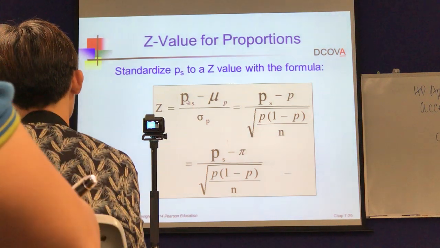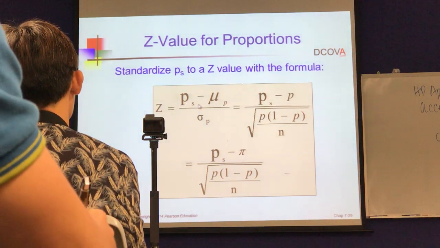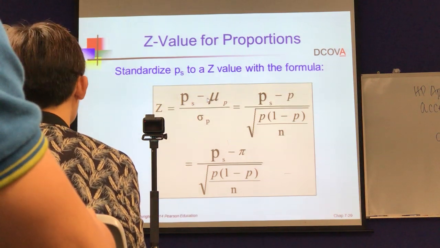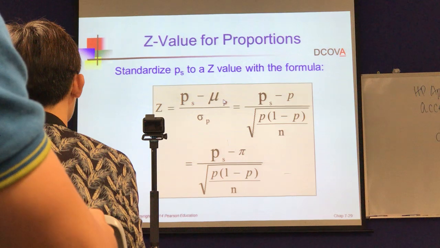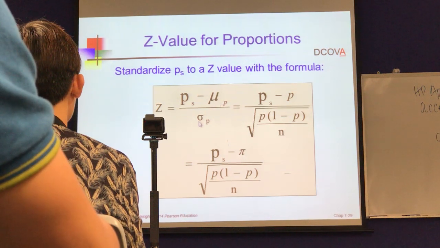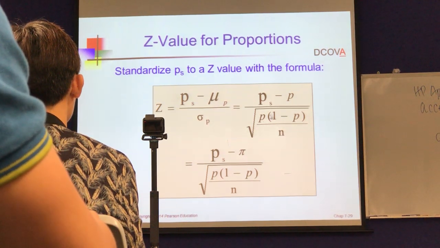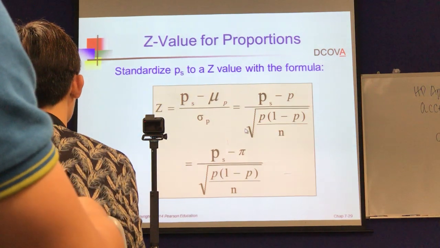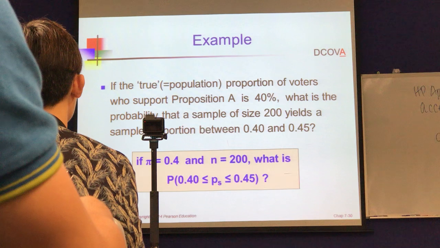Z is equal to, just like x bar minus mu. X bar is the sample mean, so this is the sample proportion, minus the mu, which is the population proportion, over the standard error, which is this one here in the case of a proportion. So all you need to do is just substitute inside there.